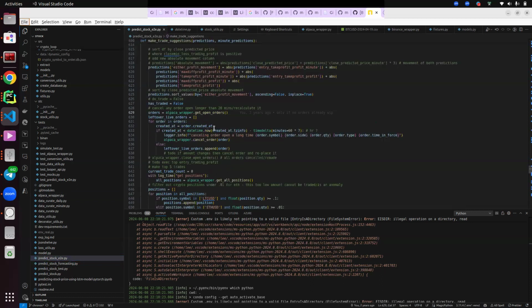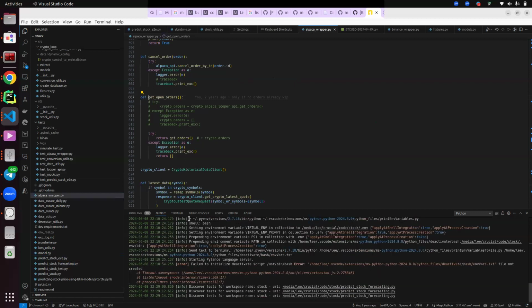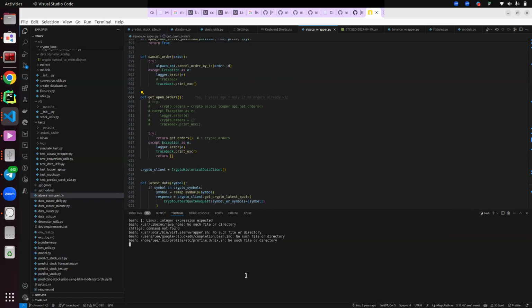I've got a few utilities that I've written in this CLI. I think most of it's emergency stuff, like cancel the orders or that kind of thing.